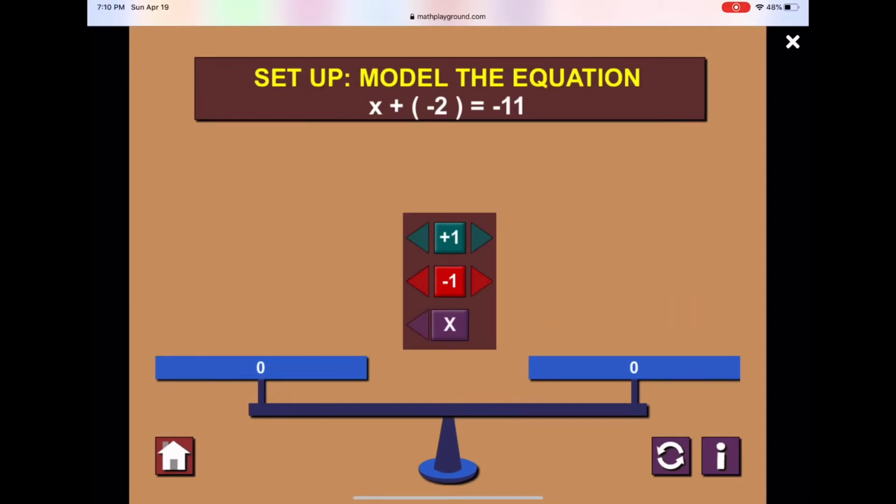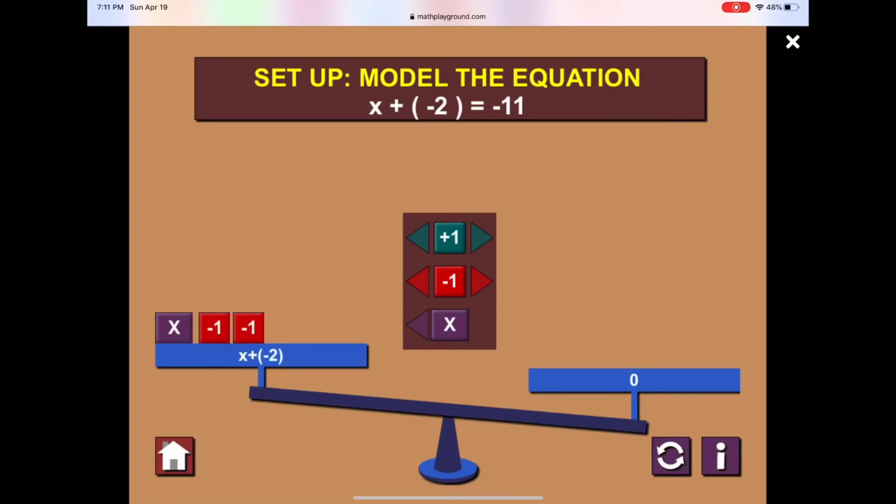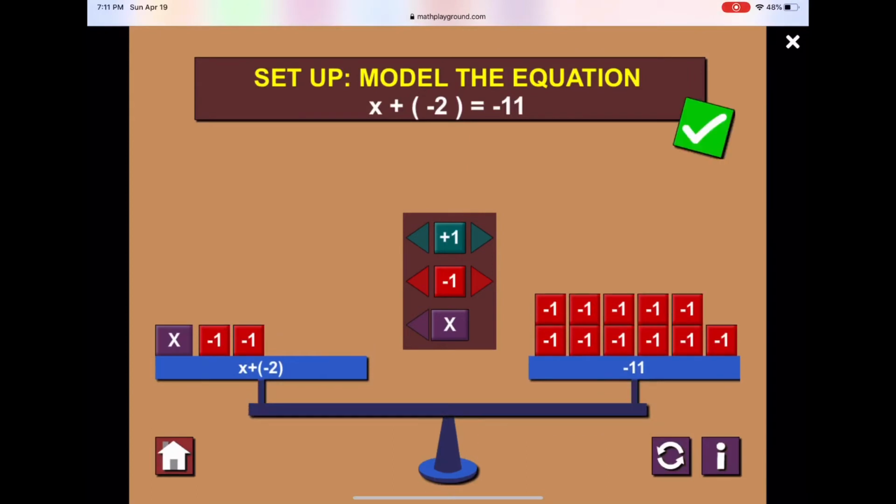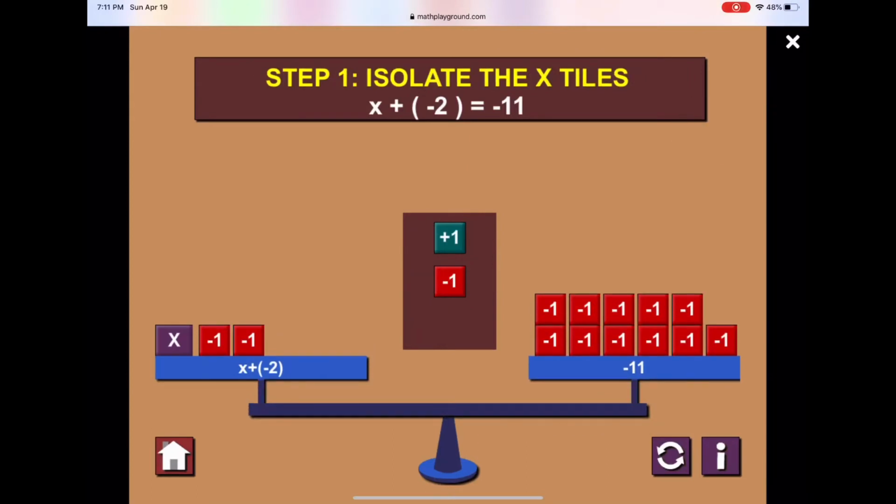I'm going to hit the restart button. So I'm going to set it up again. X, -2, and -11. So that negative button didn't work. Let's try the other button. Whoa, that one did work.